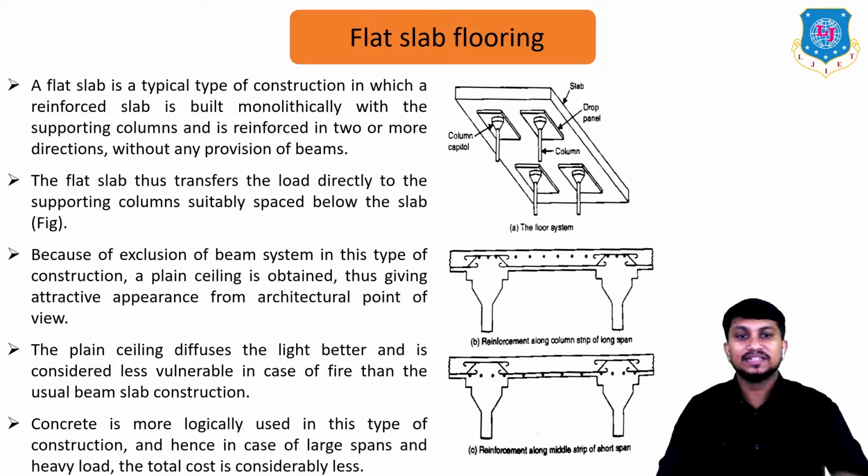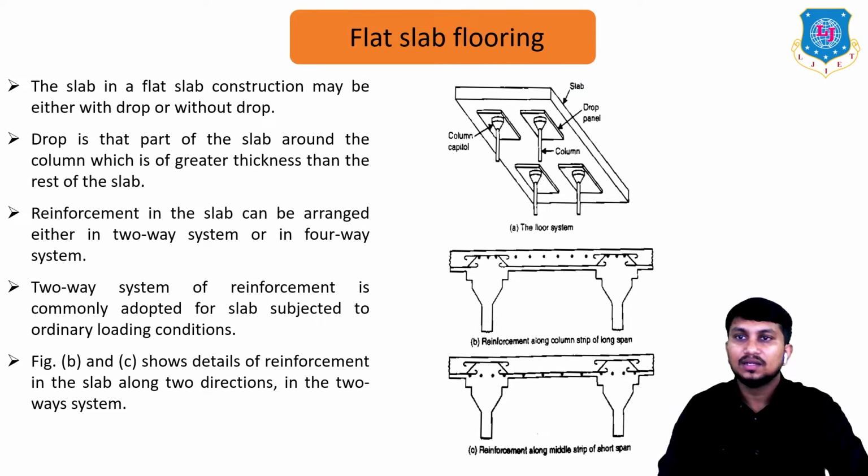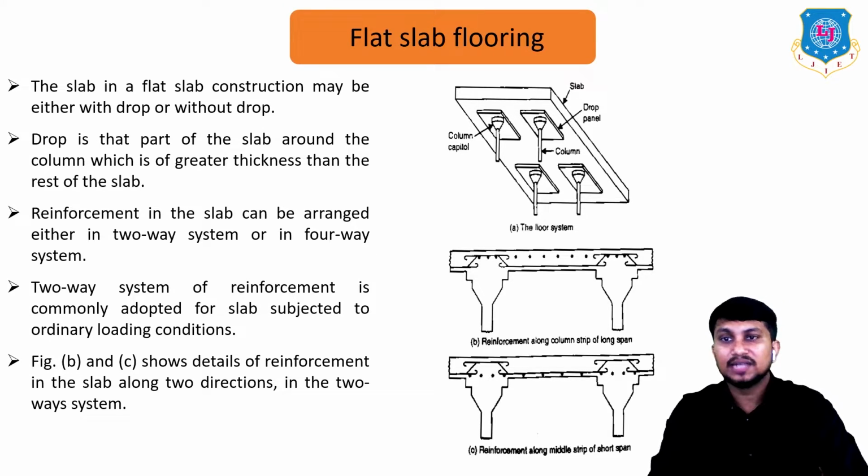This figure shows the reinforcement along the column strip of long span and reinforcement along the middle strip of the short span. Okay, this is how you can use the reinforcement in flat slab flooring. The slab in the flat slab construction may be either with drop or without drop. Drop is that part of the slab around the column which is of greater thickness than the rest of the slab. Okay, the reinforcement in the slab can be arranged either in two-way system or in four-way system.